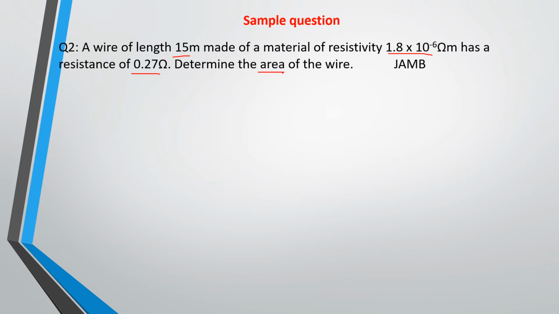Resistivity is given by resistance times area all over length. So you are given resistance to be equal to 0.27 ohm.